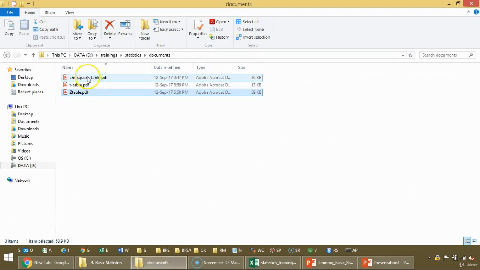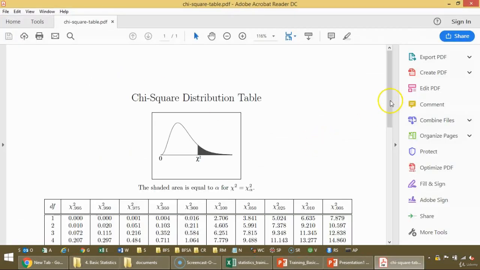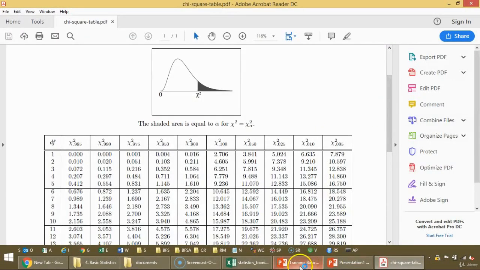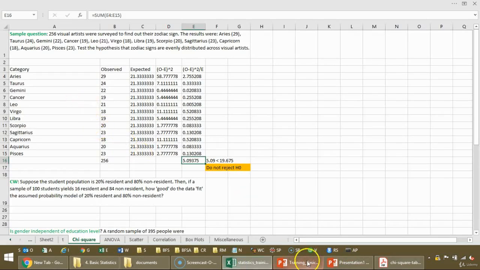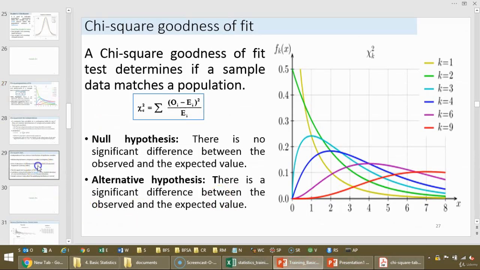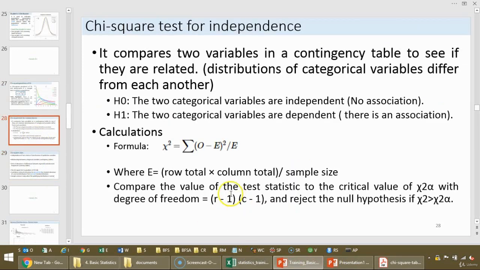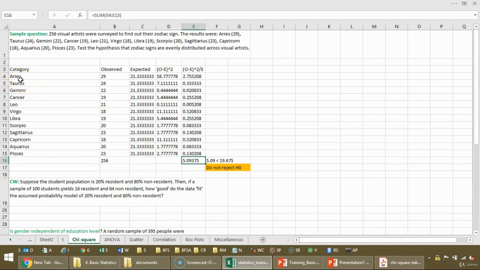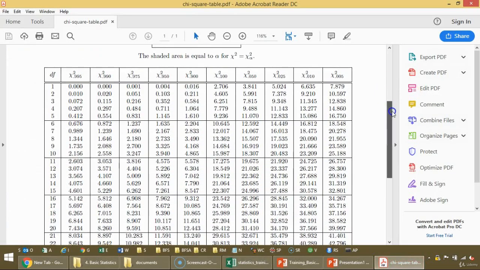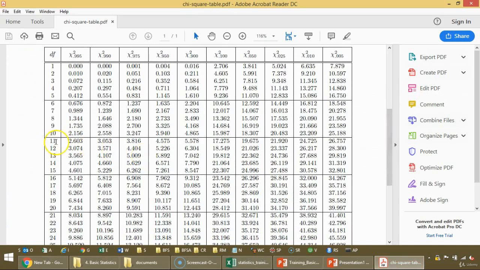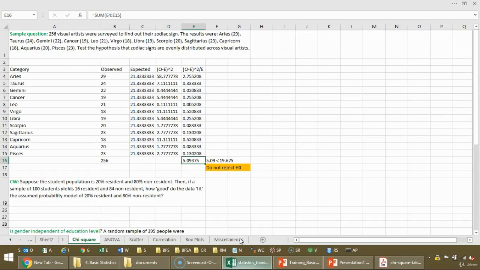And when we take the degree of freedom, how do we test it? In case of the chi-square table PDF we have, and the degree of freedom, how much do we have? If you recollect, the degree of freedom is row minus 1, column minus 1. So here we have 12 rows, minus 1, that is 11, and 2 columns, 2 minus 1, is 1. So it is 11. So 11 is the degree of freedom, and the chi-square is 5.09.